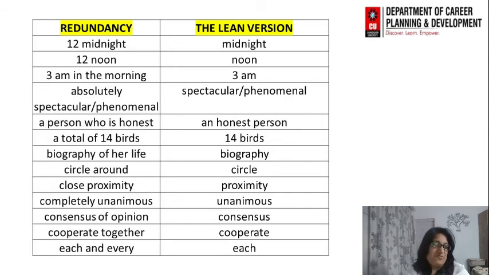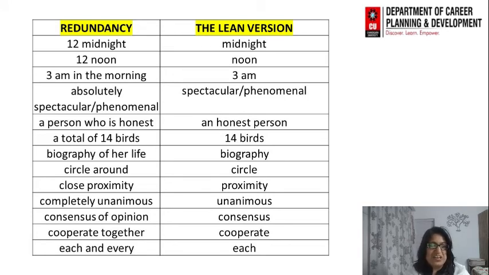A total of 14 birds. You can just say 14 birds, right? Why do you have to say a total? You are talking about a full number, 14 birds. You don't have to use the word total in front of it. Biography of her life. You can say biography, because biography means story of her life.